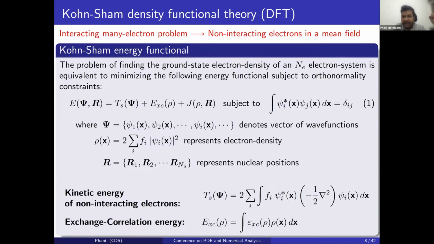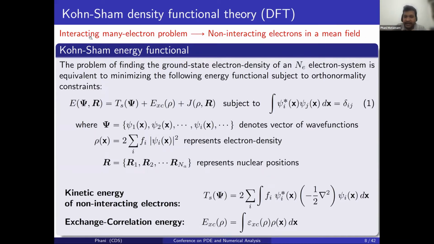So as I said, Kohn-Sham density functional theory is an approach which reduces the interacting many-electron problem into non-interacting electrons moving in a mean field. It means you're trying to remove the interactions in the many-electron problem and construct a mean field which has these interactions lumped in, but you are dealing with a non-interacting electron system which is moving in a mean field.